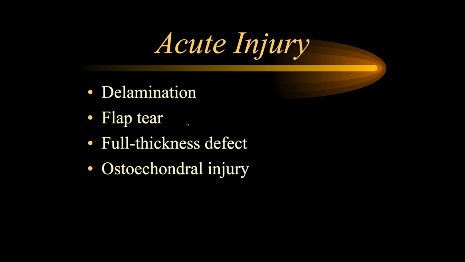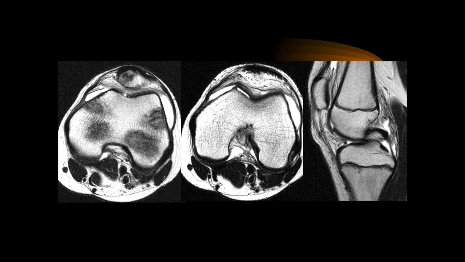Yeah. So let's look at some acute injuries. Now, when you have an acute injury to the articular cartilage, you can get delamination or a separation of the articular cartilage at the calcified zone next to the bone. You can develop flap tears, full thickness defects, hole defects, or you can get osteochondral injuries where you injure the underlying bone itself. Or as you know, you can get chondral injuries, you can get bone injuries without having cartilage injuries. So this was a young woman who had an acute injury to the knee and came in.